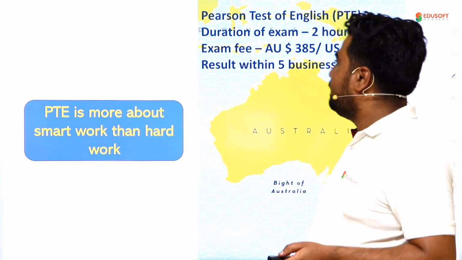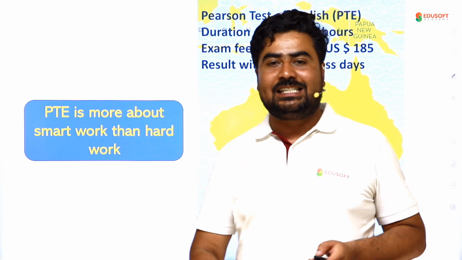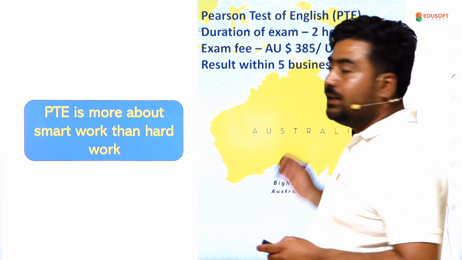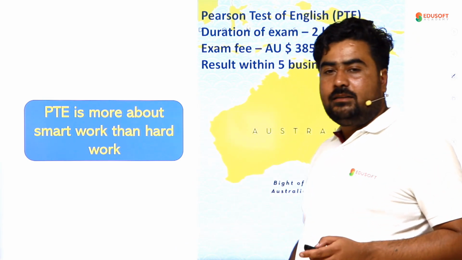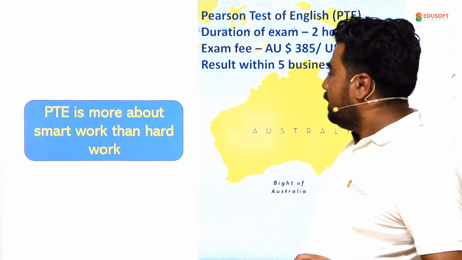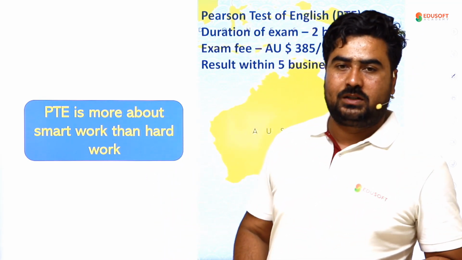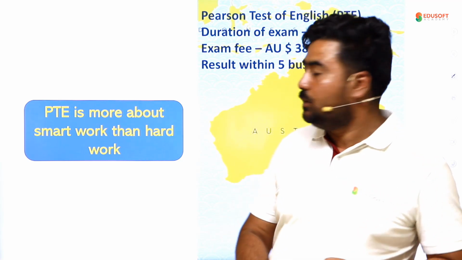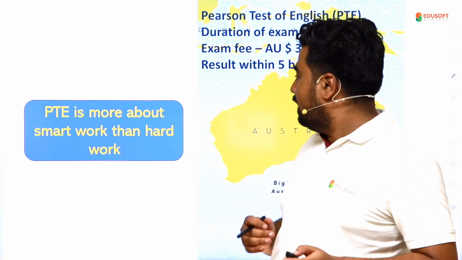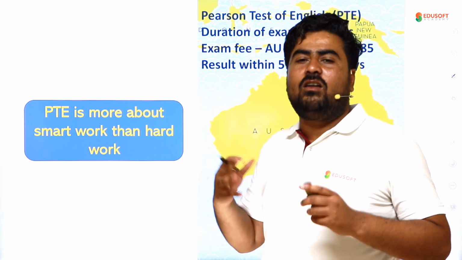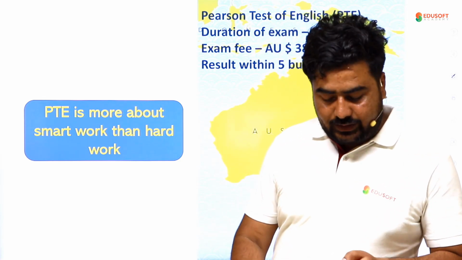So what PTE is, let me tell you, is Pearson Test of English. The duration of this examination is 2 hours, and you'll get the result within 5 working days. And most importantly, PTE is more about smart work than hard work. Yes, you need some English with you, but if you are smart enough, then you can score even better, because there are a lot of tips and tricks that you have to use while giving the real examination.